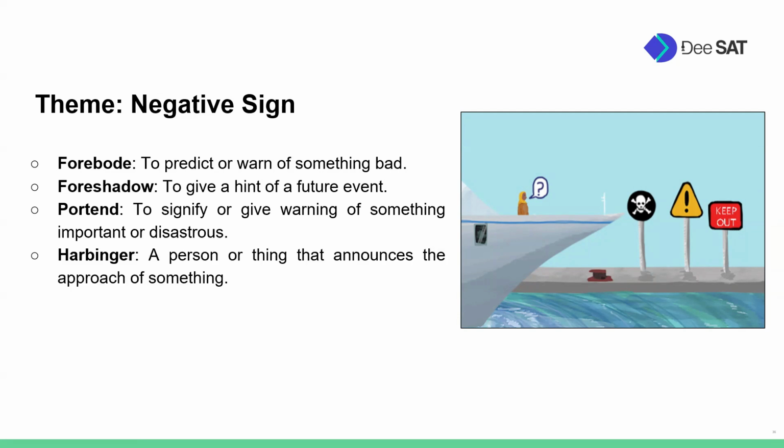Harbinger. A harbinger is a person or a thing that announces what is going to happen, not necessarily negative, although harbinger could also be used in a neutral sense or in a negative sense. Both are the possibilities here. This completes the topic for building vocabulary.